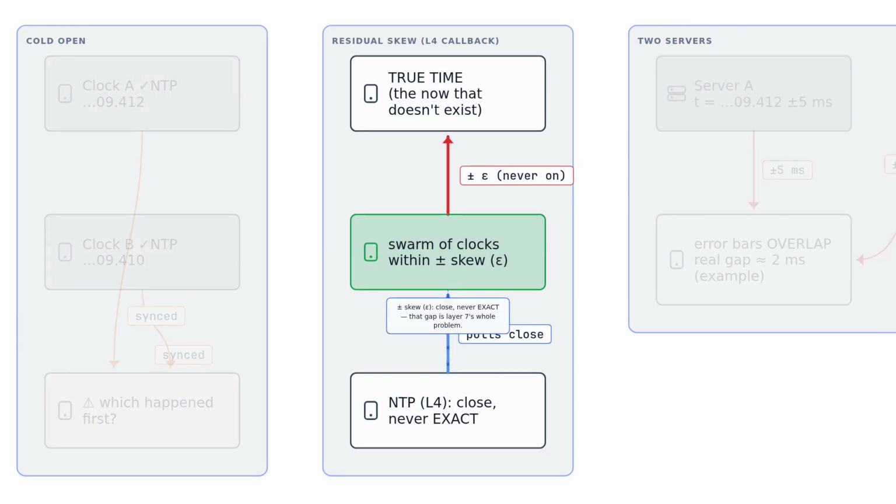Back at layer 4, we said NTP only ever gets you close, never exact. This is the leftover. A swarm of clocks, each within a few milliseconds of the truth, none of them on it, and no two of them agreeing. That gap is clock skew.